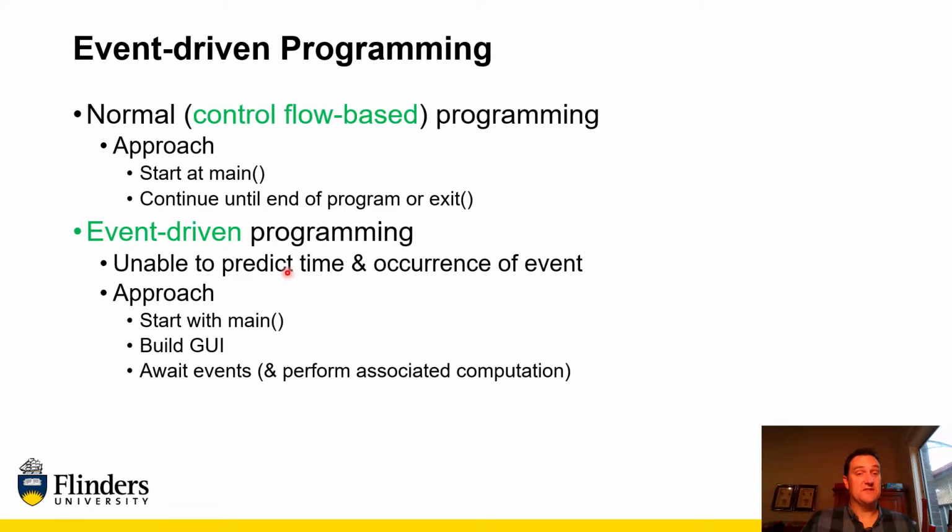So what usually happens is we start with the main, as before, but we build the graphical user interface, and then it awaits events. And then someone clicks on a button, we capture that, and we do some processing. So it's event-driven programming. It's a different way of thinking about our programming idea. It's no longer for loops and if statements in a sequence. It is events, which we don't know when they're going to happen.